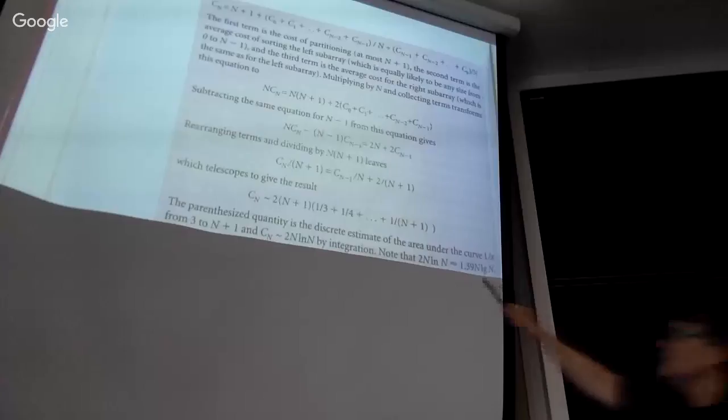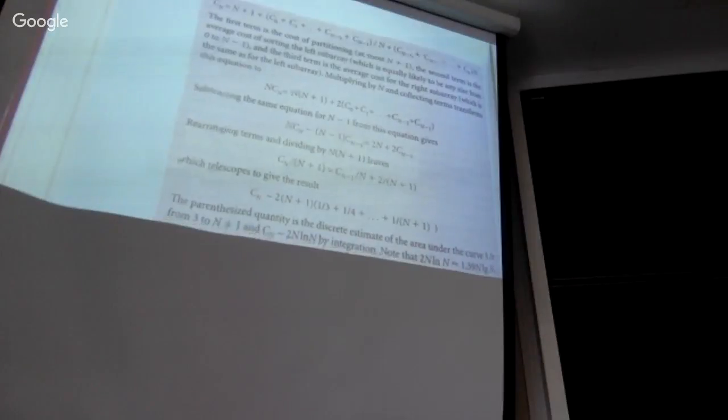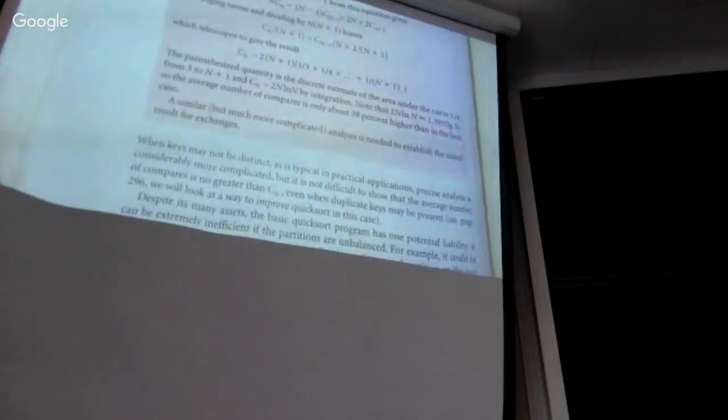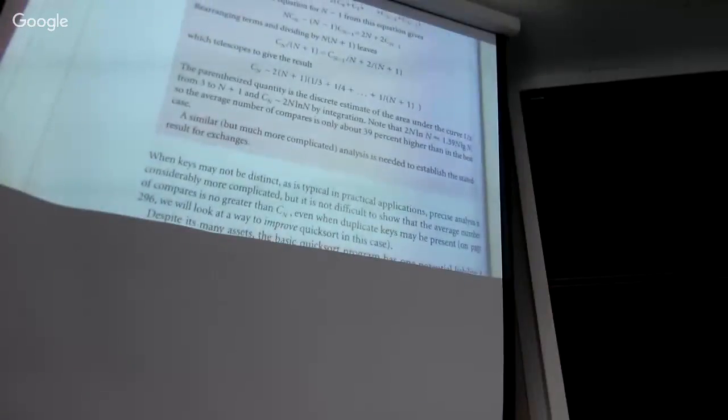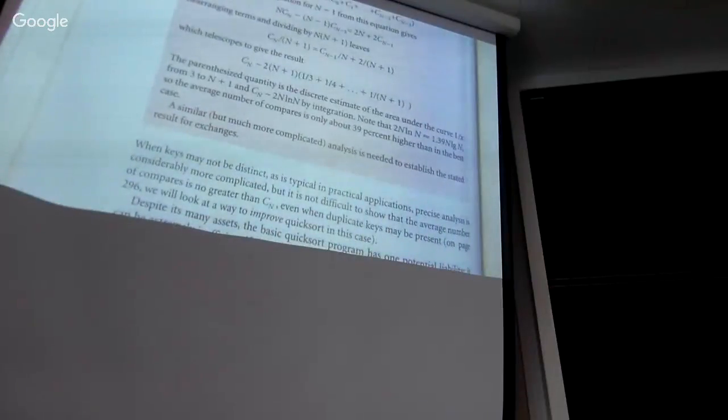And now you have to believe, or go check in the book if you really want to know and not just believe, that if I have the harmonic series there, that is the estimate of the area under the curve 1 upon x from 3 to n plus 1, and that Cn actually is 2n ln n. Okay, it's in section 1.4.